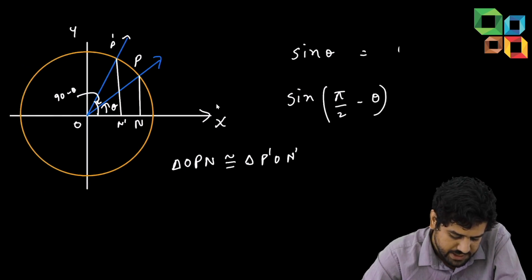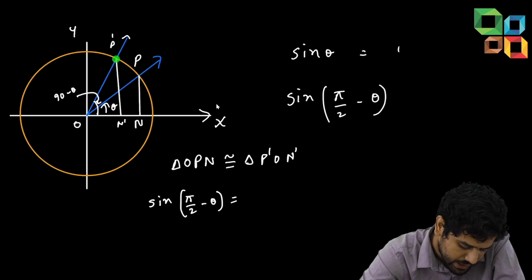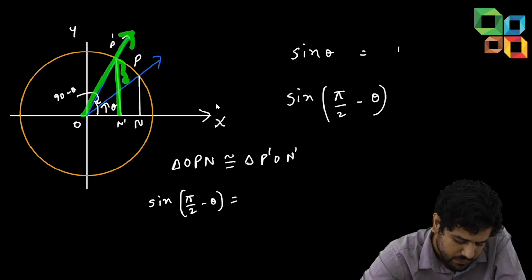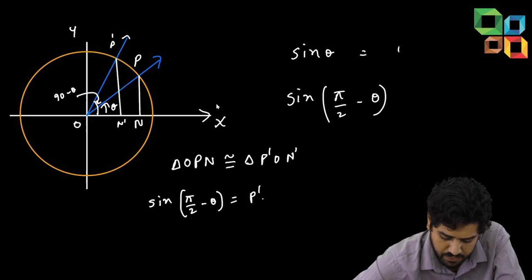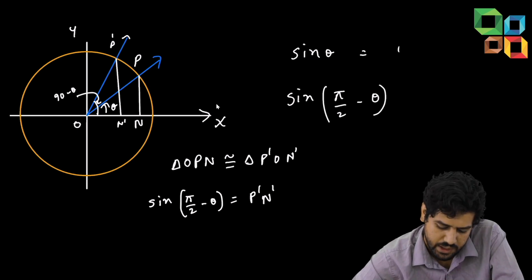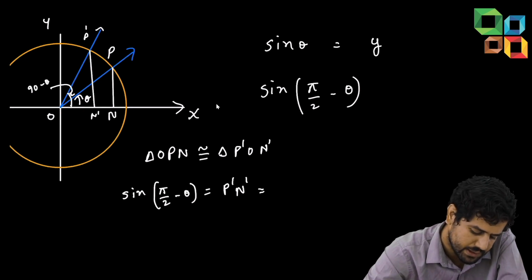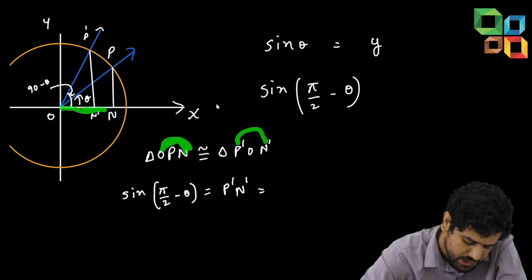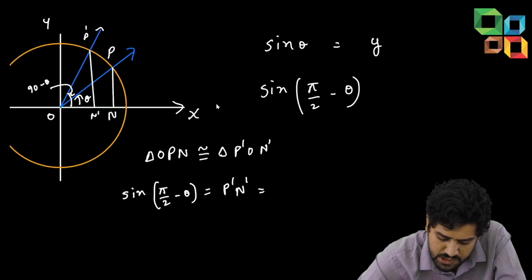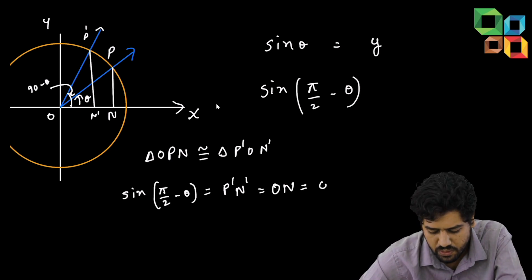So what will be sine of 90 minus theta? Sine of pi by 2 minus theta will be this height, right? 90 minus theta, the corresponding height, which is P dash N dash, correct? But P dash N dash is same as which length in this triangle? We have P dash N dash should be same as ON, right? Which is this length, right? So this is same as ON. And what is ON? ON is the x coordinate. So ON is cos theta.